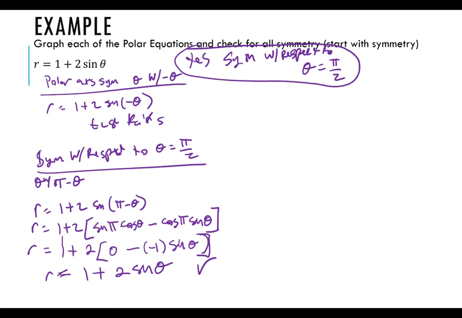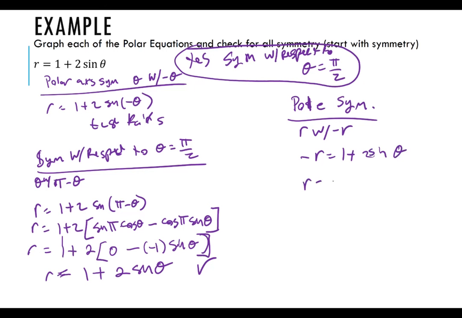And for the sake of it, we can check the pole real quick, and we can do this one really easily, because pole symmetry can be checked by replacing r with negative r. But then negative r is equal to 1 plus 2 sine of theta. Divide by negative 1, we get that r is equal to negative 1 minus 2 sine theta. And so that is not the same equation. There's not really a way to manipulate it. So this test fails.